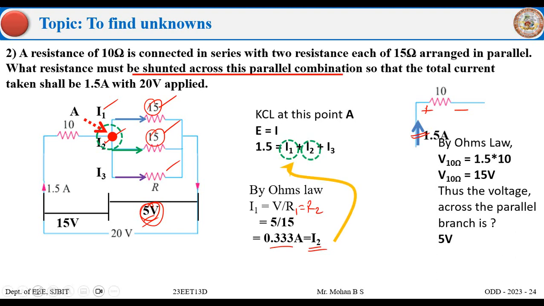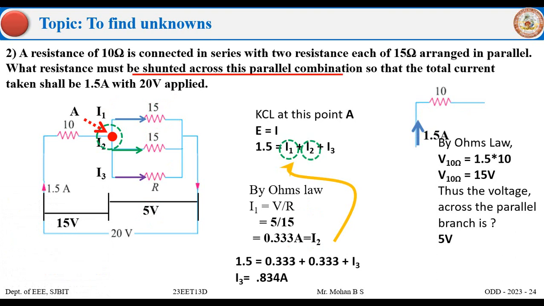So substituting that in the above equation for I1 and I2, what do we get? We get I3 is equal to 0.834 amperes. Thus now we have found I3. Now we know I3 and we know 5, so we can easily find the value of R by Ohm's law. So by Ohm's law R is equal to V by I. V is nothing but 5 volts, and I is nothing but I3 in this case. So we get the value of R as approximately 6 ohms.